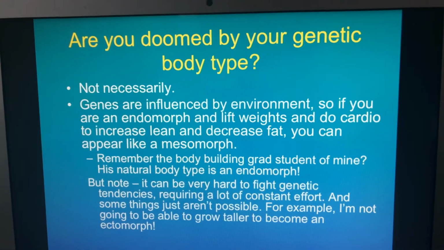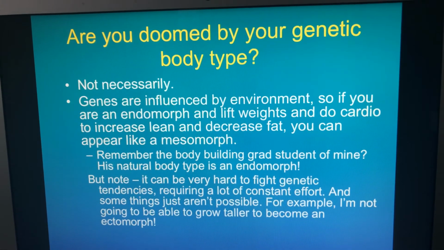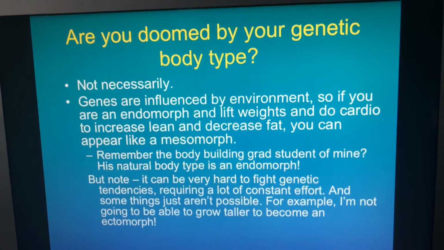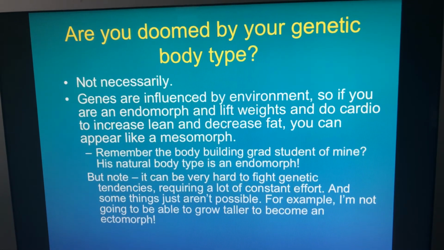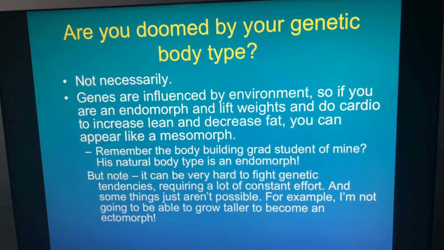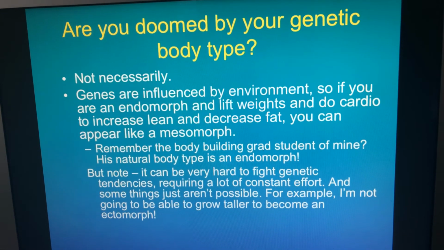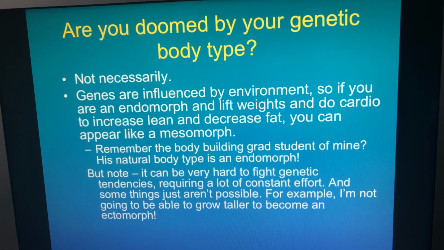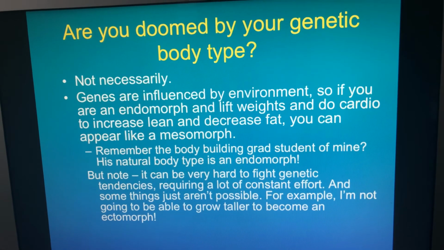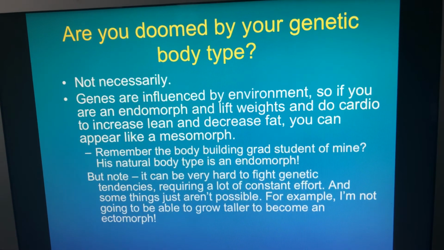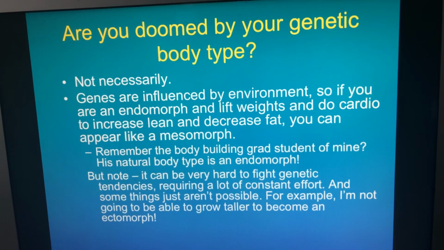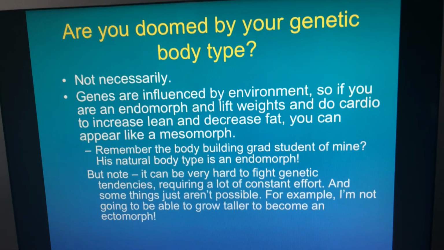So are you doomed by your genetic body type? Not necessarily. I may or may not have told you this. Genes load the gun and environment pulls the trigger. So your genes are influenced by your environment. So if you're an endomorph and lift weights and do cardio to increase lean tissue and decrease fat tissue, you can appear like a mesomorph.